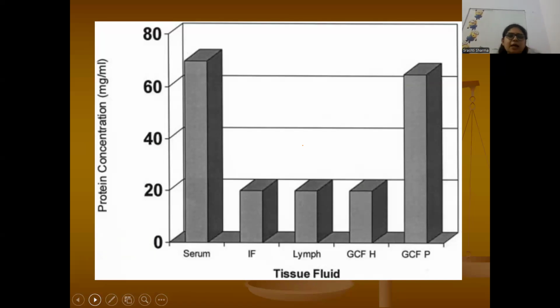So this was the comparison of protein concentration on the y-axis and tissue fluid, which included serum, lymph, GCF, inflammatory fluids.